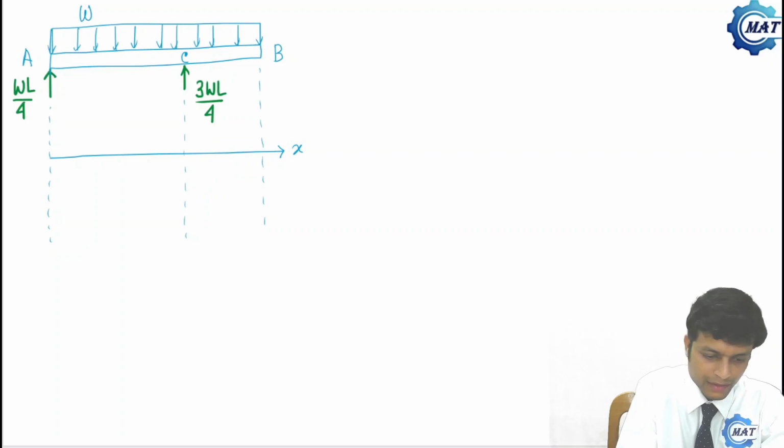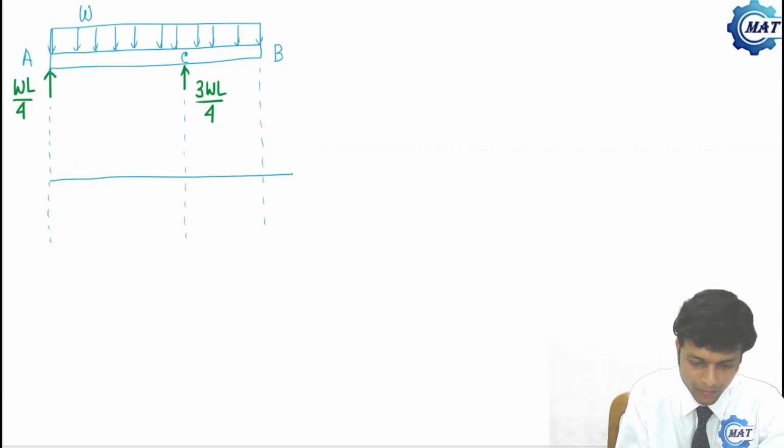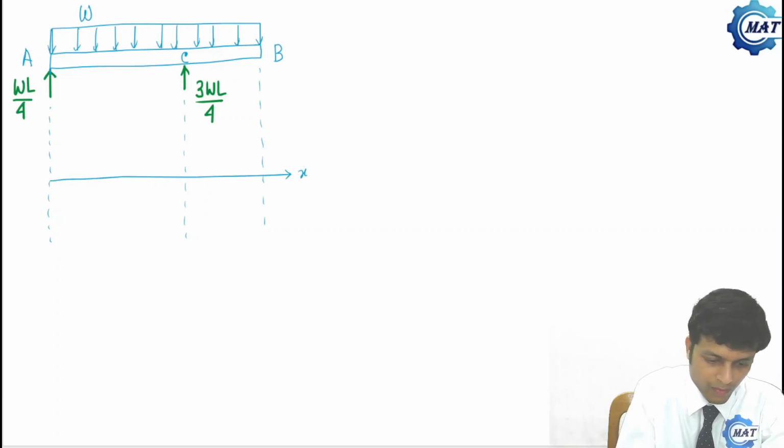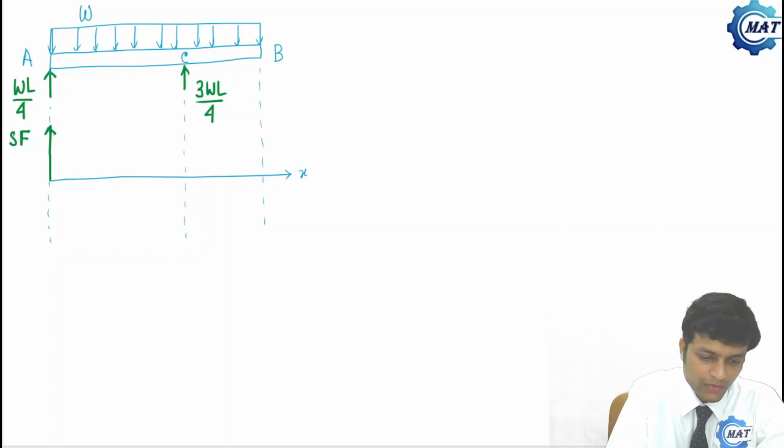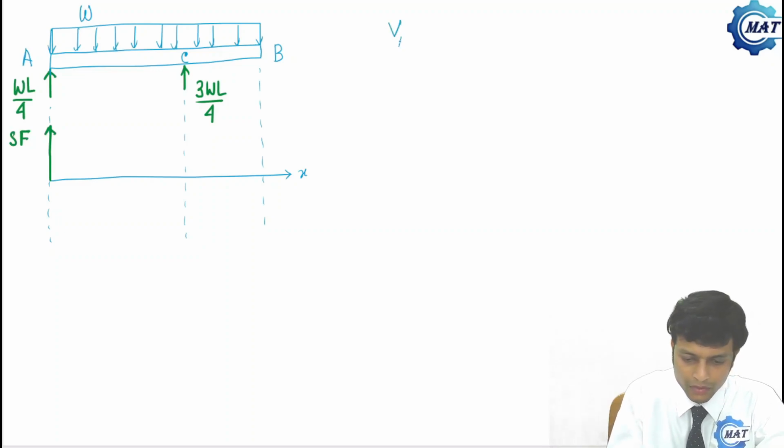This is X, this is shear force axis. Let me draw it somewhere below to get more space. This is X, this is shear force. Now, what is shear force at A? Shear force at A is nothing but RA, which is WL by 4. So there is WL by 4.